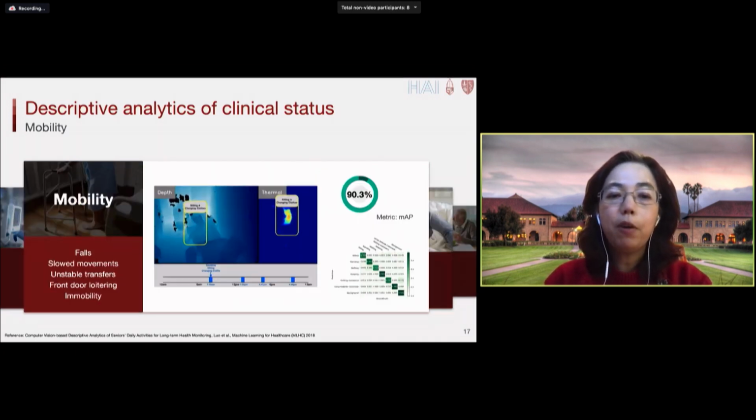Here is an example of human movement understanding, an important clinical indicator for many relevant illnesses and something doctors would like to keep a close eye on.